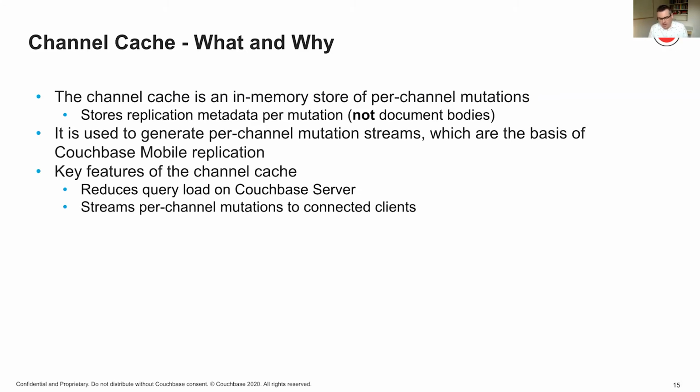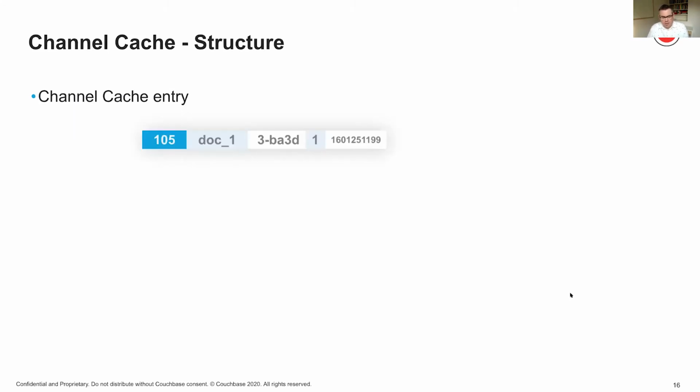So if you have a connected client and Sync Gateway adds an entry to the channel cache, any connected client gets notified right away. So it avoids clients constantly polling for changes. It acts as the notification system for connected clients. So that's the why. Let's talk a little bit about what's actually in the channel cache itself.